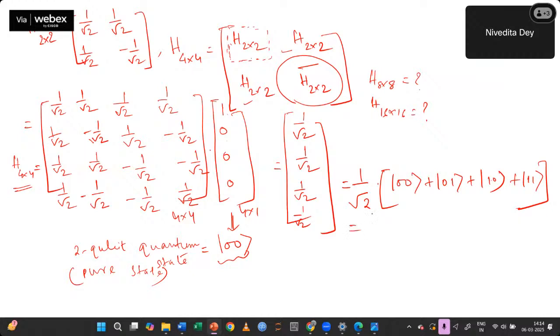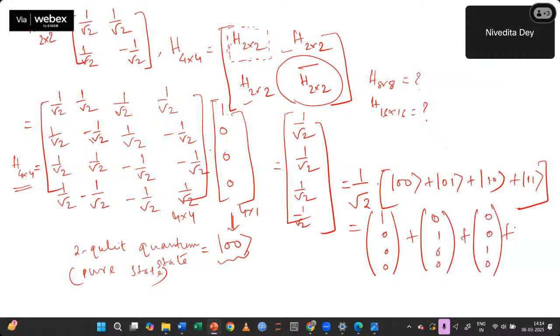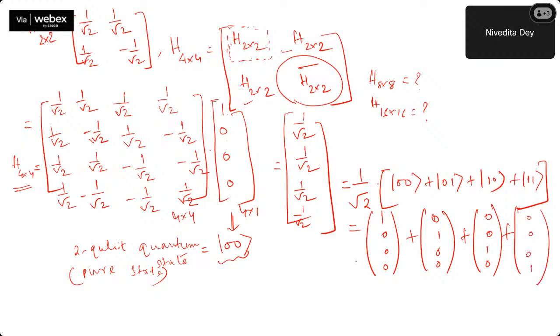Yes, so this is nothing but say 1, 0, 0, 0 plus 0, 1, 0, 0 plus 0, 0, 1, 0 plus, sorry, 0, 0, 0, 1. All the things together. This is just an application. Simple matrix multiplication. It is not exactly the one that I am doing.